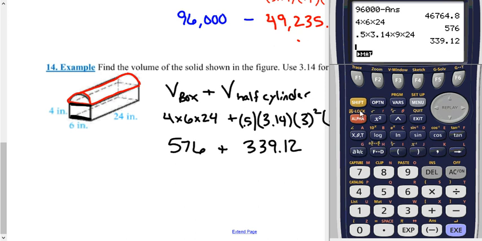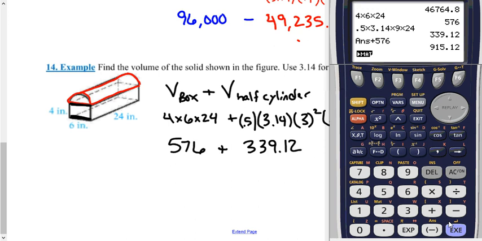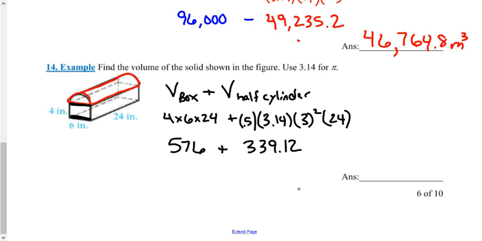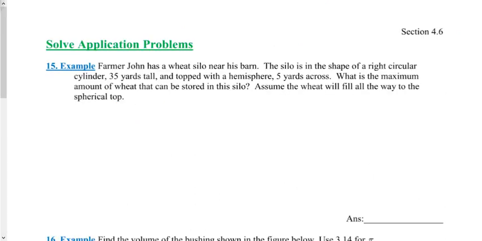Must have done something weird here. Okay, so we'll take our answer that we just had. We'll do plus 576. This gets us the volume of that whole composite figure, 915.12 inches cubed.